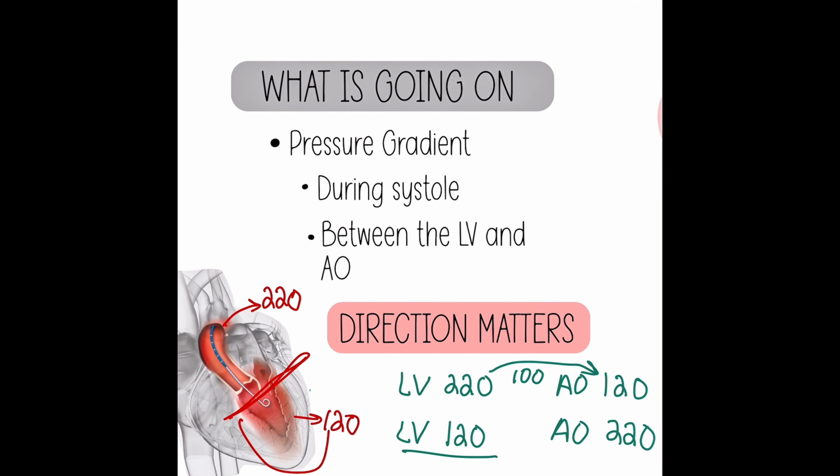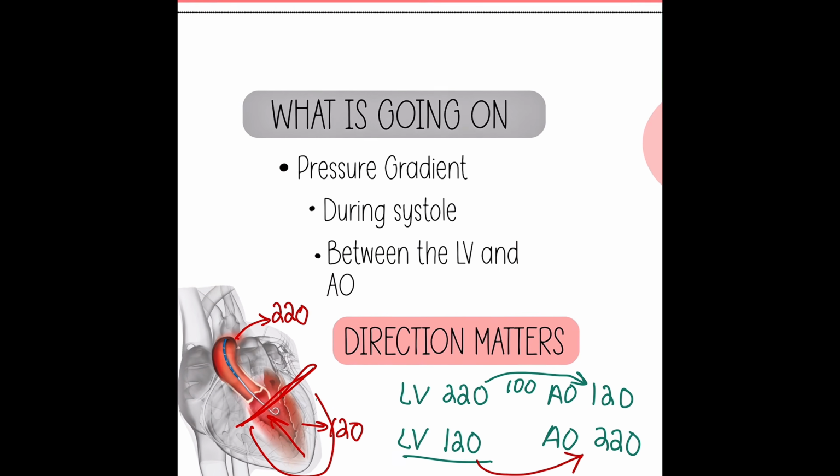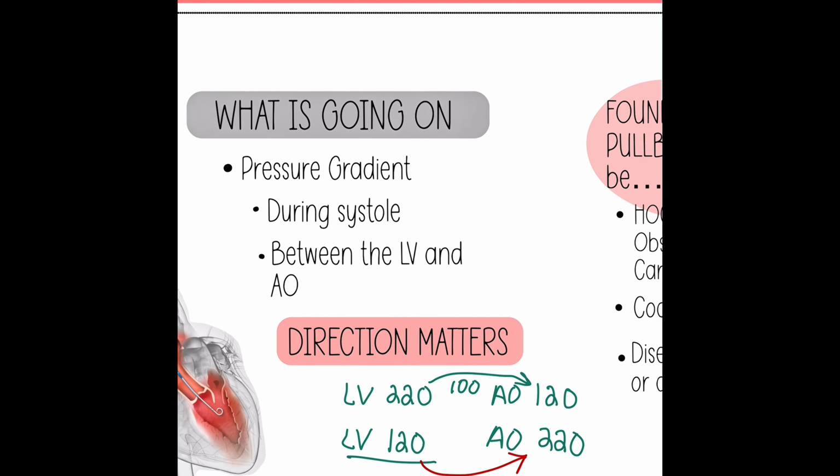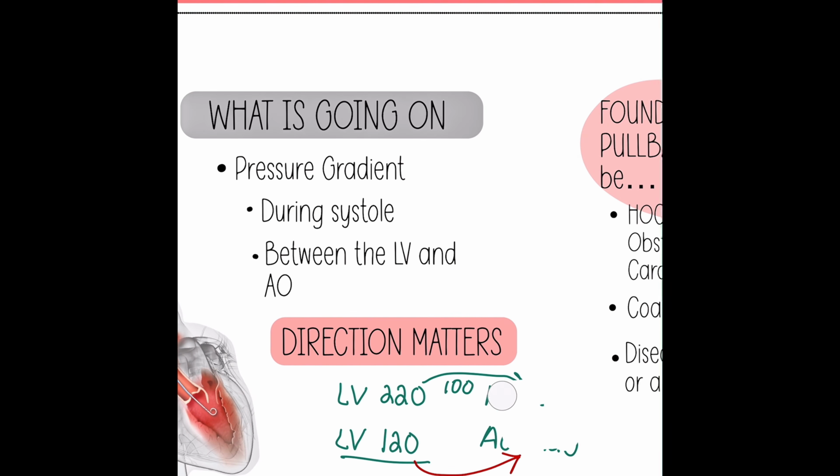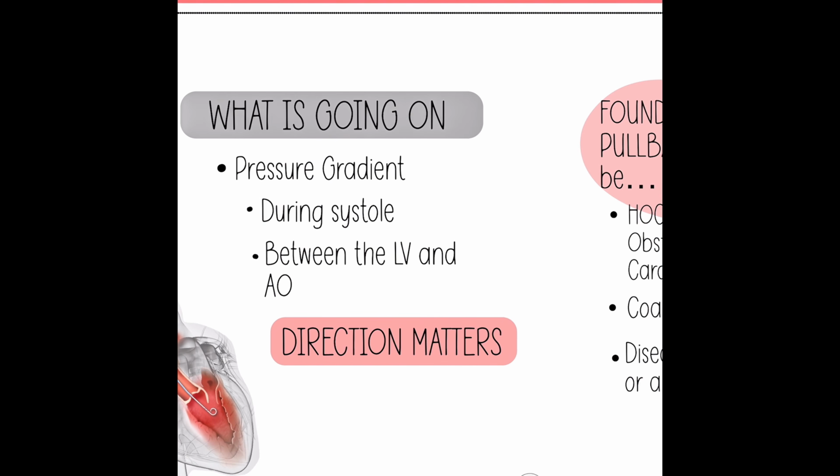Yes, obviously, because the LV pressure is pretty normal, my AO pressure is high. There is a gradient, right? If you're not paying attention to direction, there is a 100 millimeter mercury gradient as well, but it's the opposite direction. So this is not an outflow problem from the left ventricle. That is not aortic stenosis. That could be sometimes regurg, sometimes aortic systemic hypertension, but it's not a diagnosis of aortic stenosis, which is very important for you to pay attention to, the direction of the gradient.